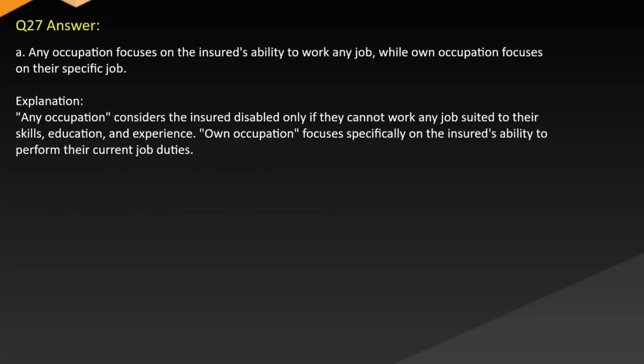Answer: A. Any occupation focuses on the insured's ability to work any job, while own occupation focuses on their specific job. Explanation: any occupation considers the insured disabled only if they cannot work any job suited to their skills, education, and experience. Own occupation focuses specifically on the insured's ability to perform their current job duties.